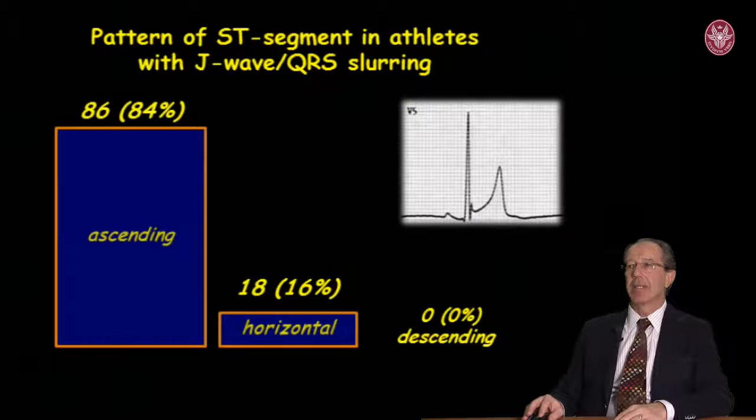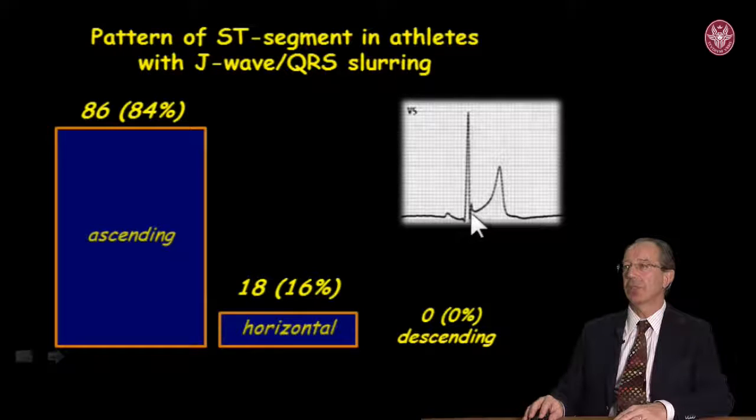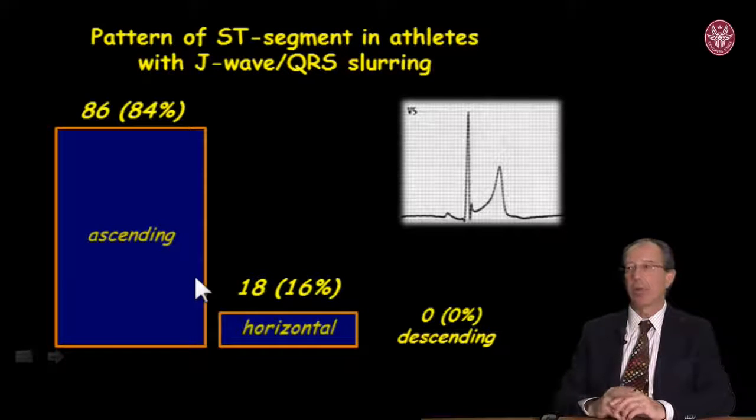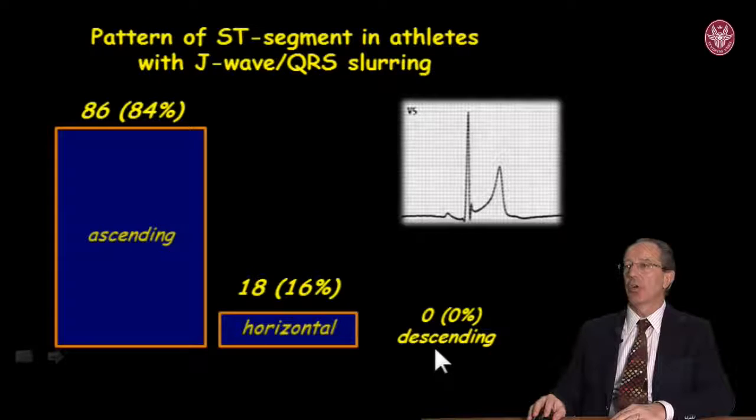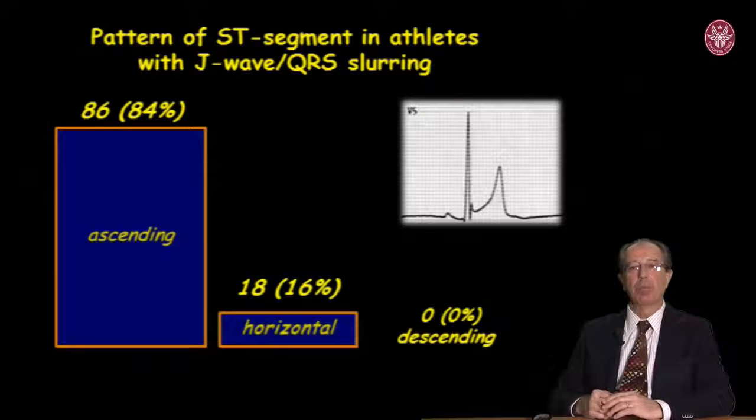With regard to the ST segment elevation, the ST segment was elevated in 84% of the athletes. In the overwhelming majority of the athletes, the J-wave was followed by ST segment elevation and a terminal positive tall T-wave. In a very small minority, 16%, there was no ST segment elevation, but of note, there was not one single athlete with a descending or downsloping ST segment. So this is, again, a remarkable difference from the Michel Sager patients, in which the majority of the patients with ventricular fibrillation and J-point elevation also had a horizontal or descending ST segment.